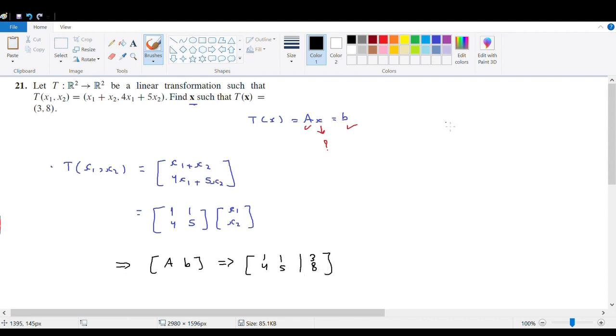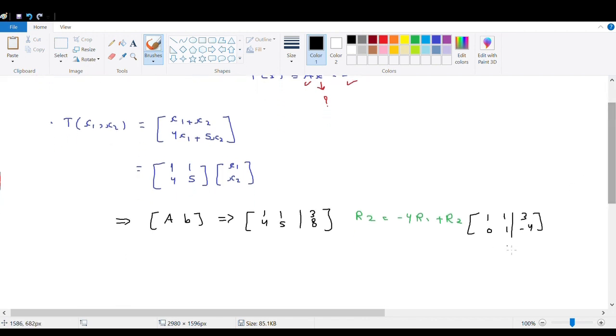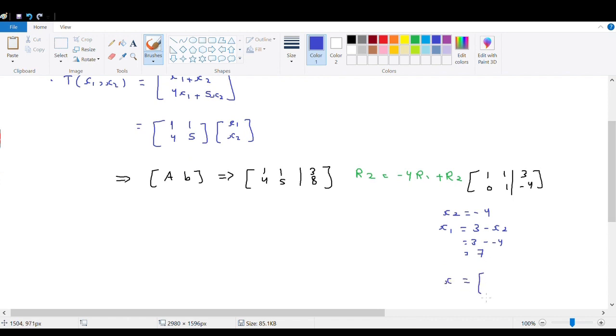So we will do a row operation: row 2 is equal to minus 4 row 1 plus row 2. This will give us [1, 1 | 3; 0, 1 | minus 4]. So from here, x2 is equal to minus 4, and x1 is equal to 3 minus x2, which is equal to 3 minus minus 4, equal to 7. So our x is equal to (7, minus 4).